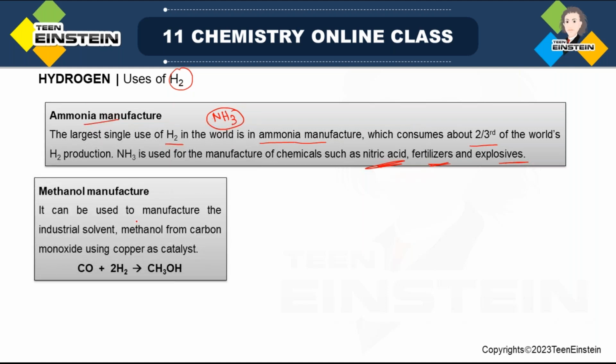Next use is methanol manufacture. Methanol formula is CH3OH. So in CH3OH, hydrogen is there, but we also need carbon and oxygen, and the source is carbon monoxide. Methanol is basically an industrial solvent. This is used in the laboratory as a solvent for doing chemical reactions. So this methanol can be produced starting from carbon monoxide, oxide of carbon, and hydrogen, and we get CH3OH. This is the second application.